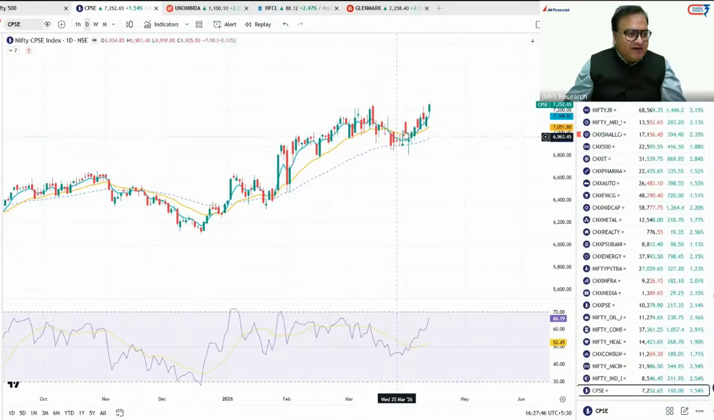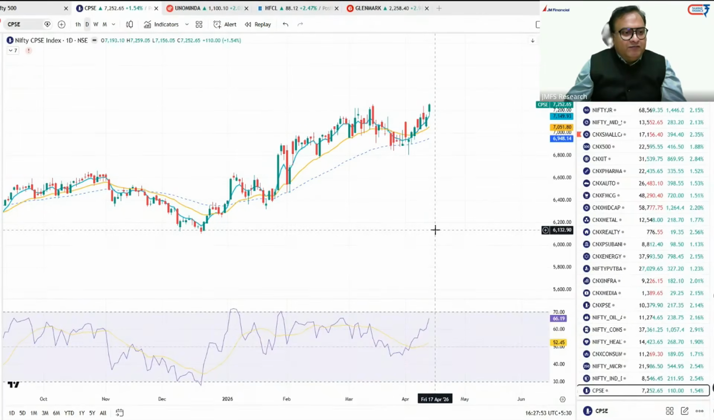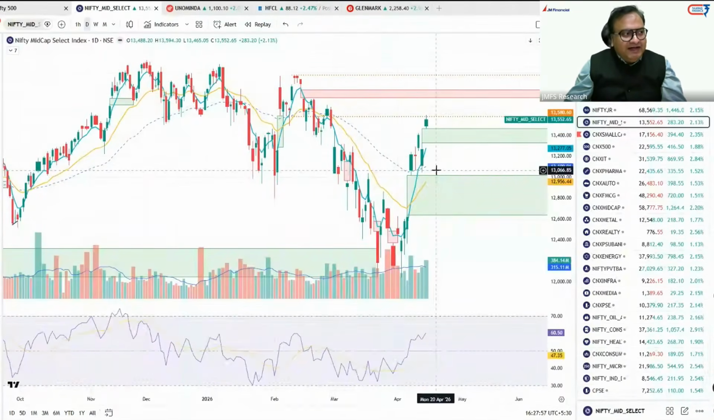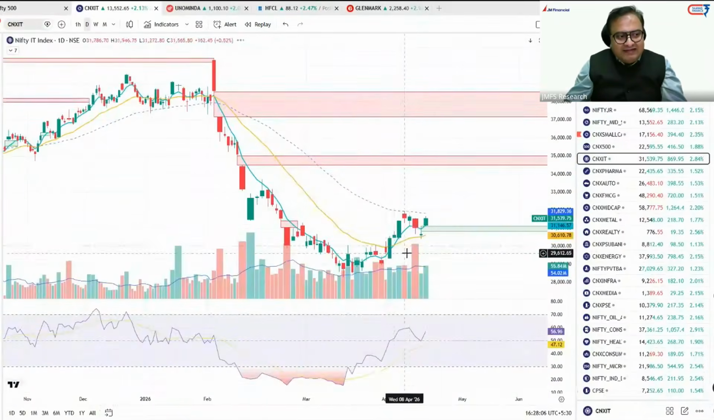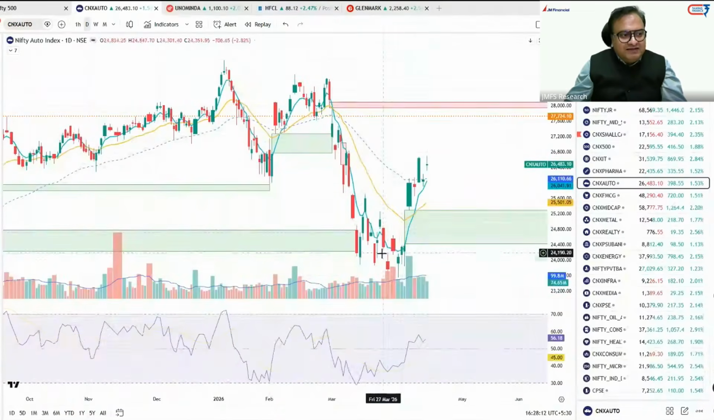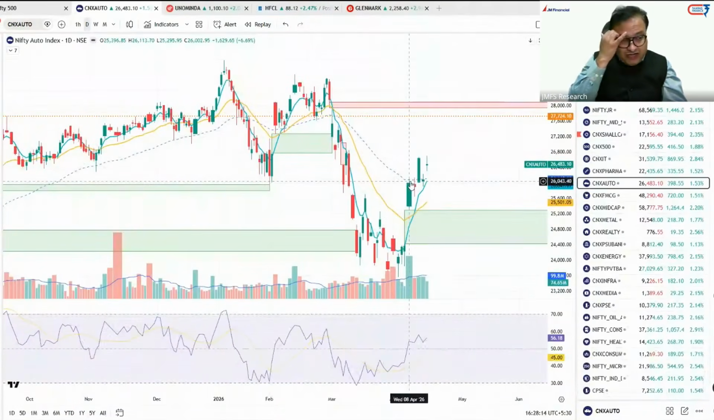So CPSE is something that is looking very promising, and we could see more upside in the same. Now, what is looking too hot? For example, the mid cap index is looking too hot at the moment. If a little pullback comes, it will be a better thing to get into it. The IT index is one where we feel that it faces resistance around 31,800 marks, which I have already discussed. Auto has done extremely well, but again, too sharp a rally. Better to buy on dips.